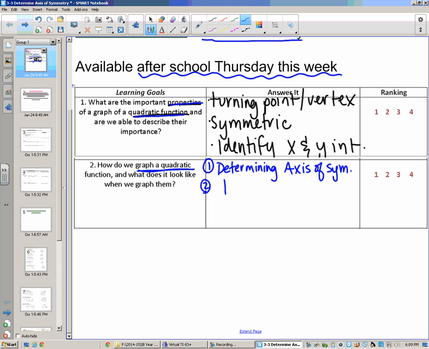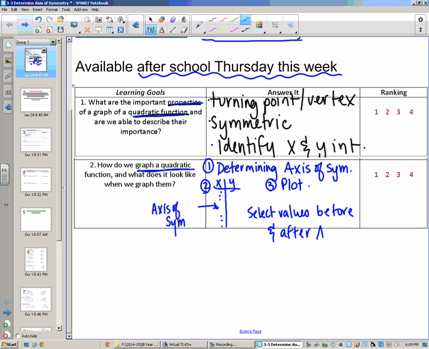After that, you set up your table, and your axis of symmetry goes right in the middle. So you should get something like x equals a number. That's going to go right in the middle, and then you pick a few numbers before and a few numbers after. The third step is plot. Axis of symmetry.